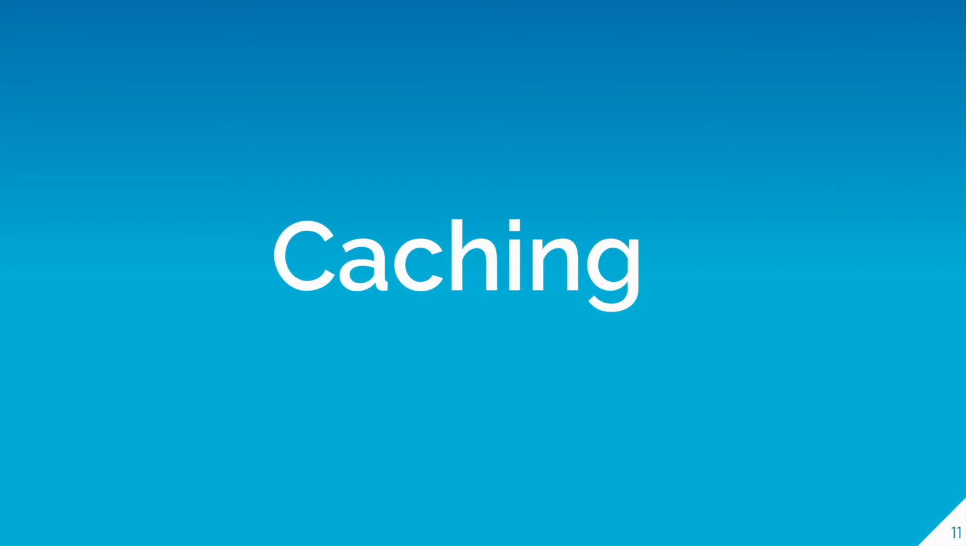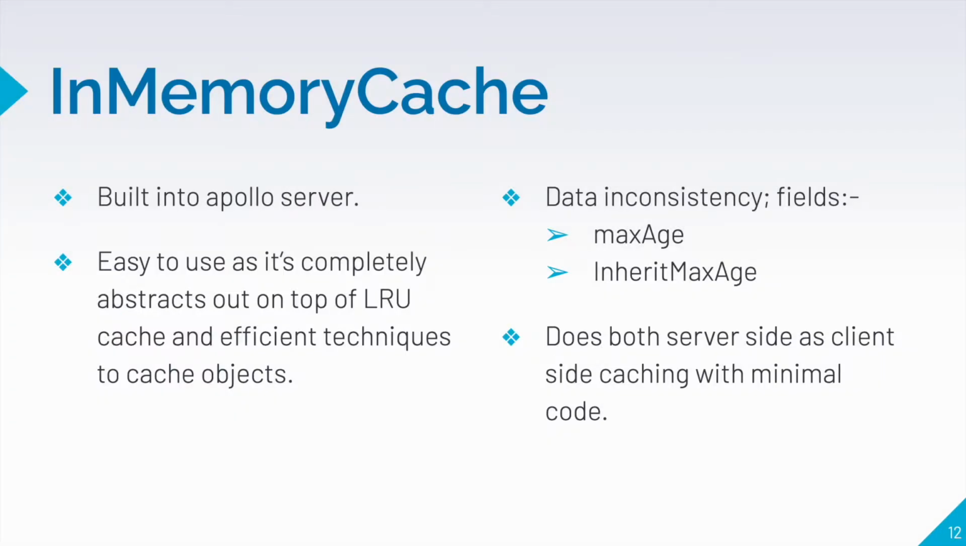And coming to caching, as we have already talked earlier, there is an in-memory cache in the Apollo server as well as Apollo client. So it is built into the Apollo server as well as Apollo client. It is easy to use as it completely abstracts on top of LRU cache and efficient techniques to cache objects. And to avoid data inconsistency, there are some fields which it provides, like the max age, inherit max age, public or private. So the max age field tells us how much time the data is valid and is going to be kept in the cache.